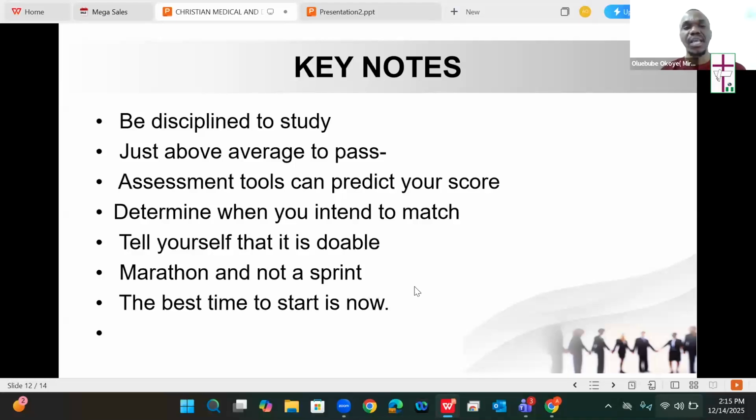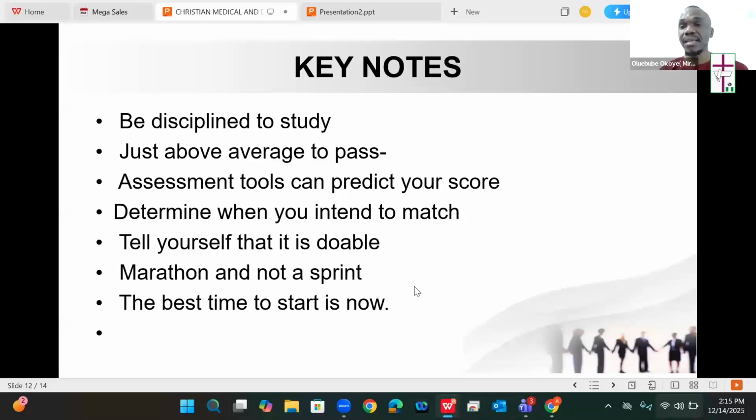Then the next thing is that you must tell yourself that it's doable, that it is something you are able to do. All of us are able to do it. You can actually do it. Don't look at the finances. Don't look at what is expected to read. Just start the process. And before you know what is happening, you're over here in the US.